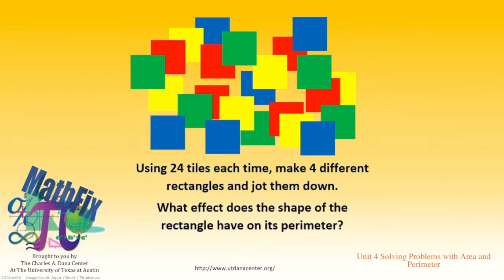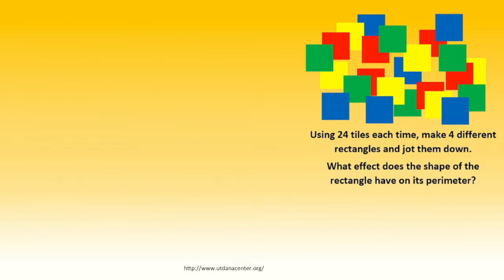In this Math Fix, students should be given 24 colored tiles. Using the tiles, they will build a rectangle and jot down a quick picture. They'll do this 4 total times to make 4 different rectangles. From there, they'll consider the effects that the shape has on the perimeter. In this Math Fix, the area is given, and it is fixed. The area of each rectangle will be 24 square units, or 24 square inches using the inch tiles.